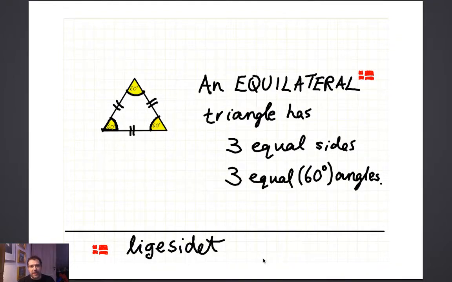You've got an equilateral triangle, three equal sides, which I've marked with three little things there to show they're the same, and three equal angles. And because they're equal, they'll have to be 60 degrees each, because a triangle is always 180, and 180 divided by 3 is 60. Then I've put the Danish name for that underneath, if you're interested, and you should be. So literally equal-sided in Danish.